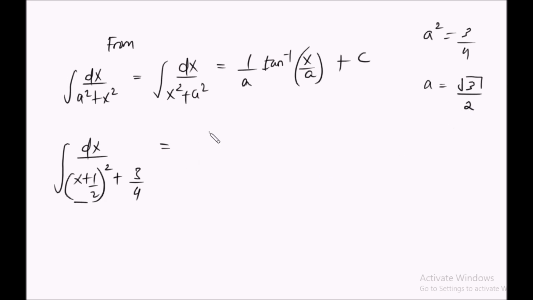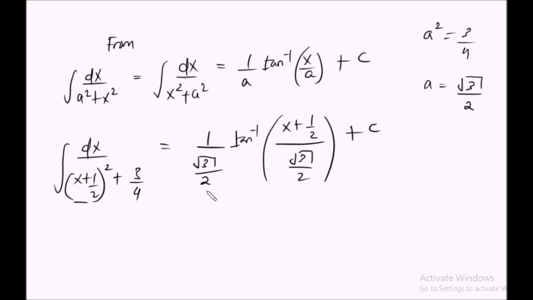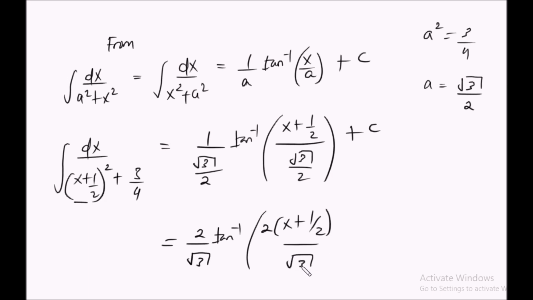Over 2. So my answer now will be 1 over radical 3 over 2, tan inverse of x plus 1 over 2, over radical 3 over 2, plus c. Here, where I have x, I put x plus 1 over 2. So simplify this even more, what do you get? 1 over radical 3 over 2 becomes 2 over radical 3 tan inverse, so up here we have 2x plus half over radical 3 plus c. Okay, so we have reached that far.